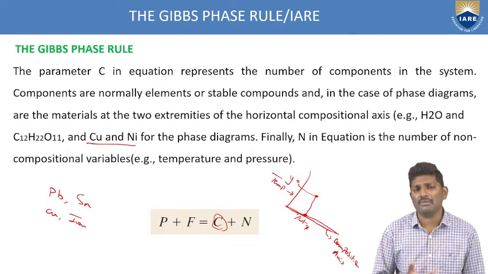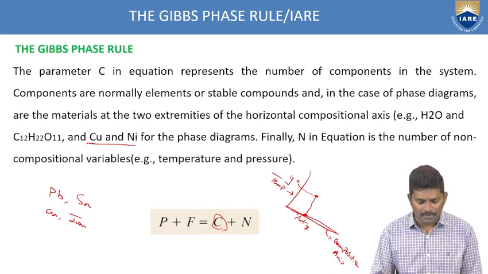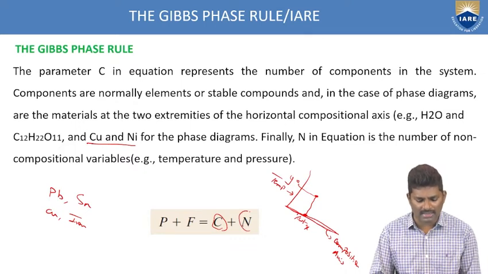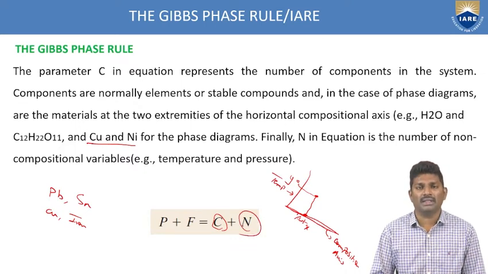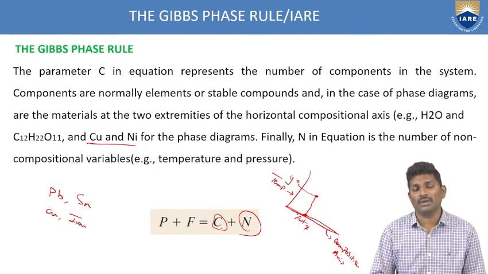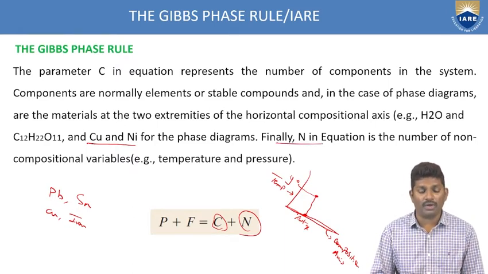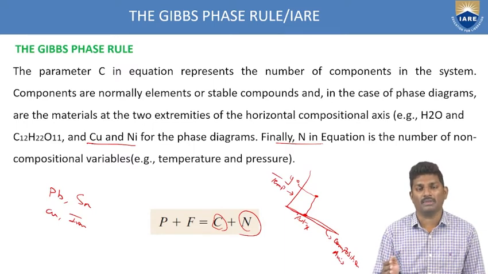Like this, you have n number of components. If any type of component is given to you, it is very easy for us to draw the phase diagram with n number of components once you know this Gibbs phase rule. And finally, this N in the equation stands for the number of non-compositional variables. So what are the variables here? We have temperature, pressure and the composition, but the N stands for the number of non-compositional variables.